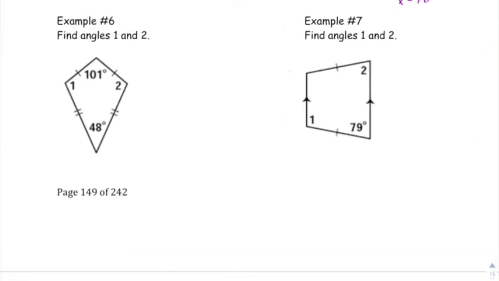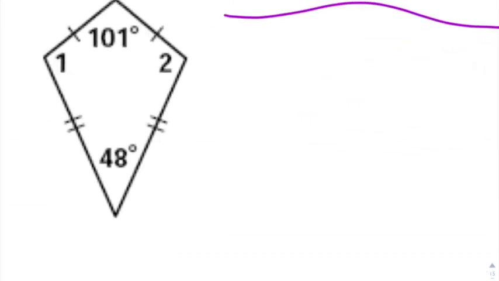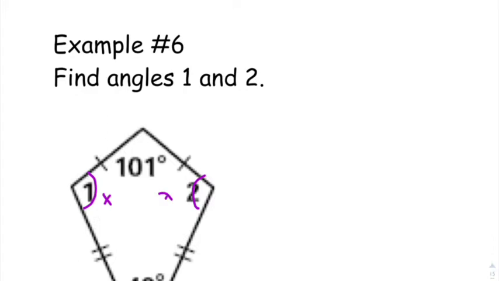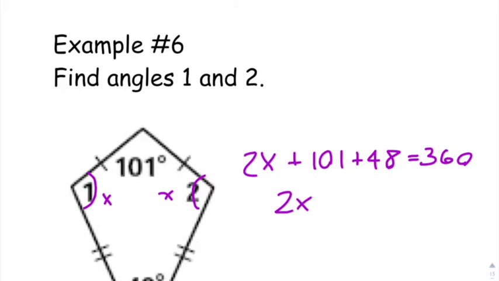Okay, got a couple more here. Another kite problem. In between your two non-congruent sides, those angles are the same. So this is kind of similar to the one we just did here. So we'll say 2x plus 101 plus 48 equals 360. And I think, what is that, 149.